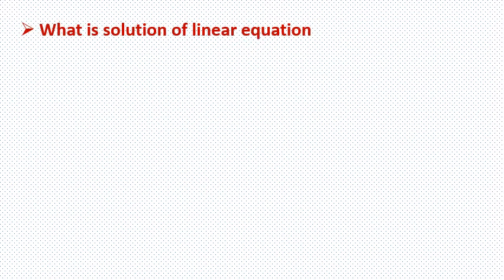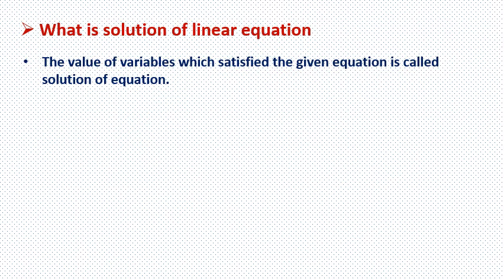Now, what is the solution of a linear equation? The values of variables which satisfy the given equation are called the solution of the equation. It means when we put the value of the variable in the equation at the place of the variable, then the left side of the equation and the right side of the equation will become equal. Such a value of the variable is called the solution of the given equation.